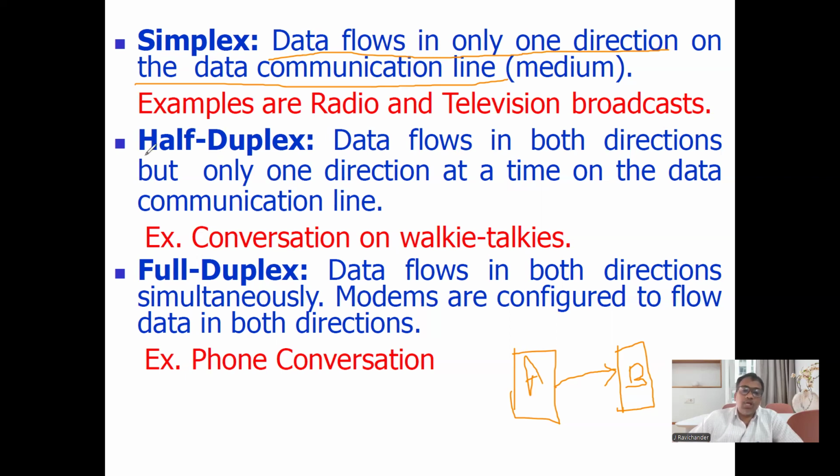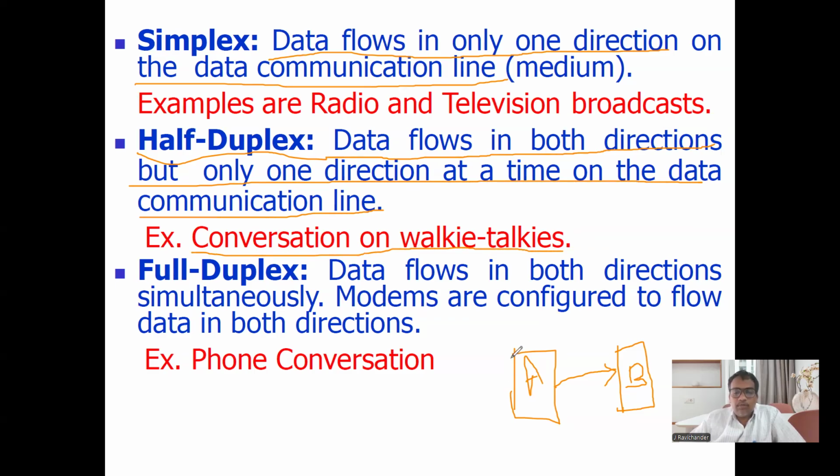Now, another communication is half duplex communication. Half duplex means the data flows in both directions, but only in one direction at a time on the data communication line. It is like a conversation on walkie-talkies.